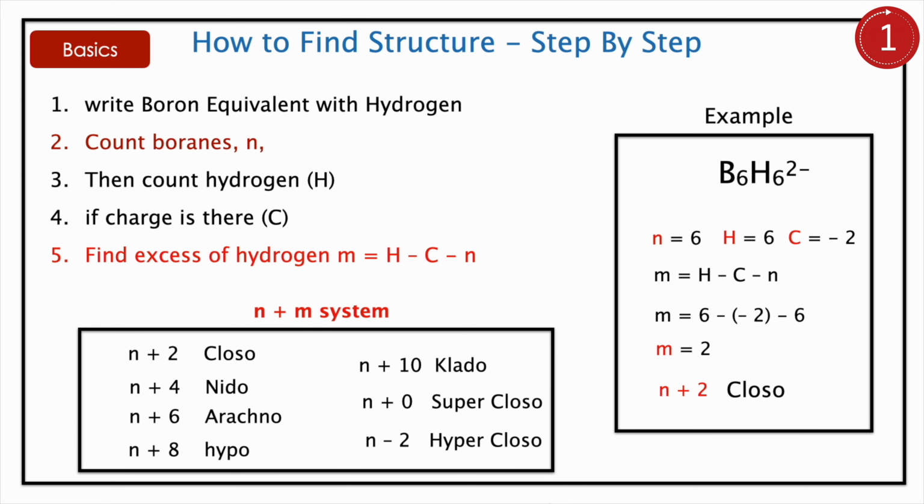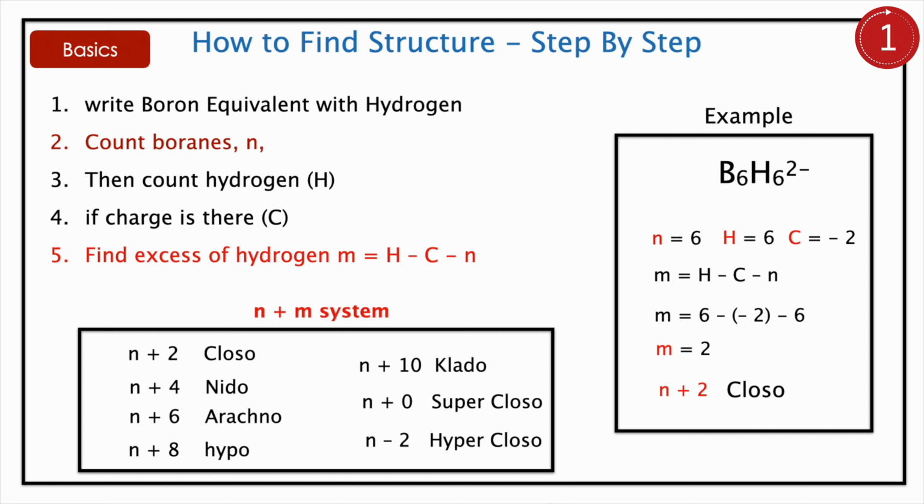Then we will know how to find the structure step by step. First, you should write the boron equivalent with hydrogen. If it is a neutral compound, it will not be an issue. If it is charged, you should write the boron equivalent. First count the boron, then count the hydrogen. If charge is there, write C, then find the excess of hydrogen, which is M equals H minus C minus N. Then predict n plus m. N is the number of boron, m is the excess hydrogen. From that you can identify Closo, Nido or Arachno.